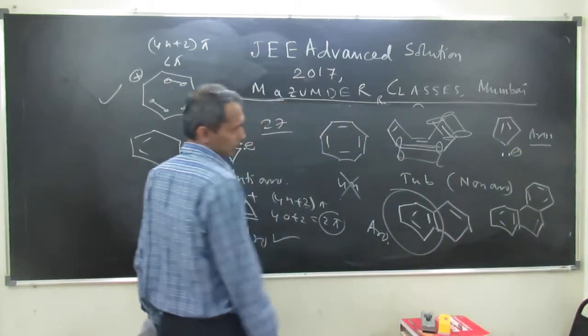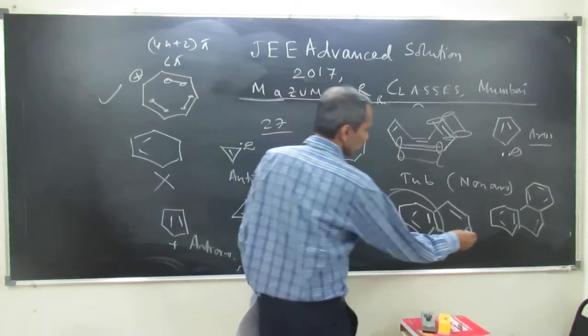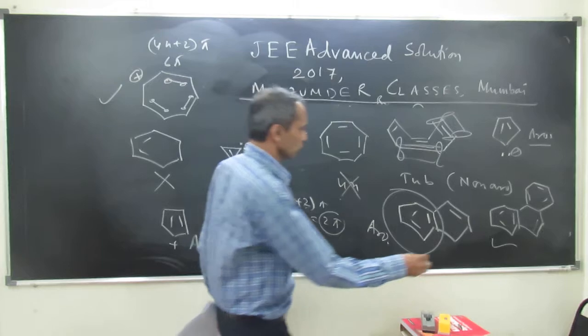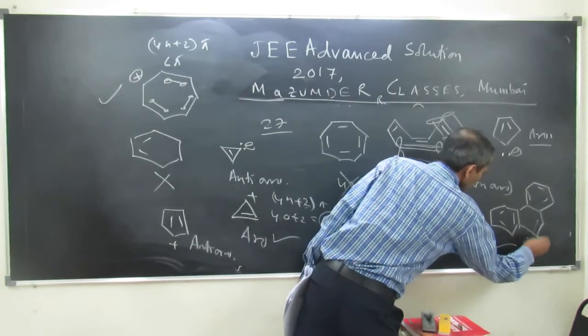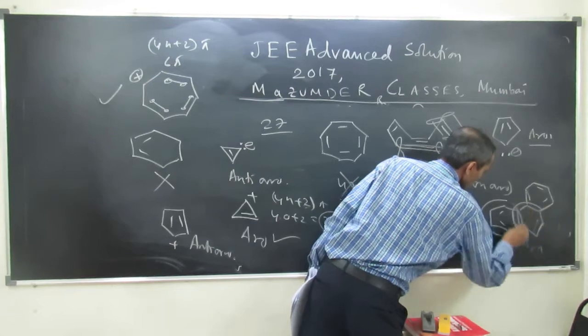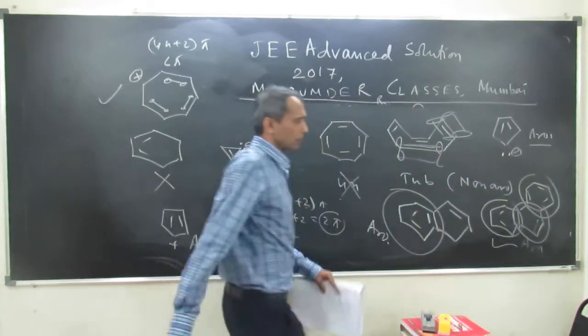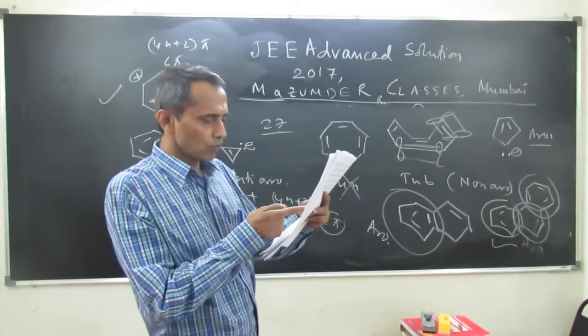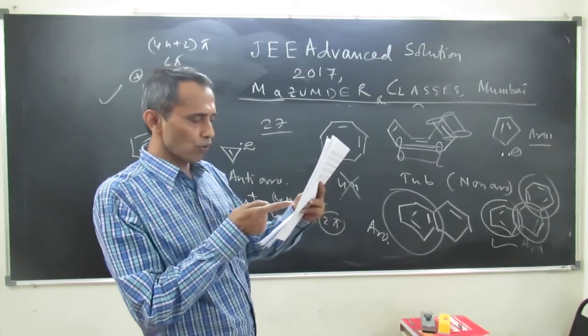1, 2, yes, it is aromatic. So therefore it is aromatic. So therefore it is also aromatic because already it has got 4n plus 2 pi electrons over here. 1, 2, 3, 4, 5. It is also aromatic. Yes, phenanthrene. So it is also aromatic. Yes, phenanthrene. So therefore you can see that 1, 2, 3, 4, 5.